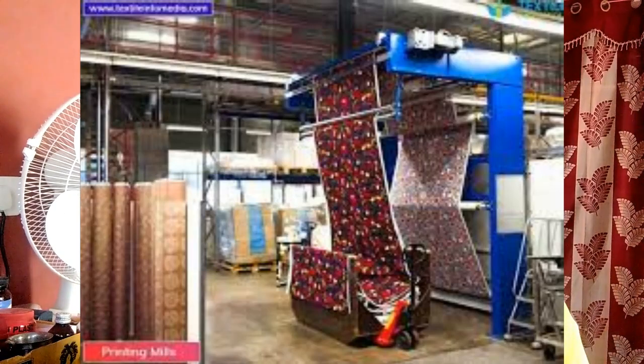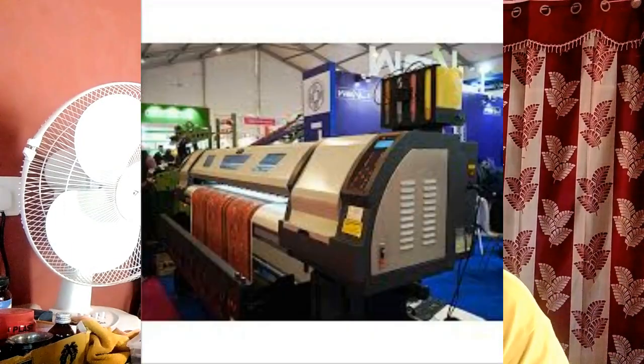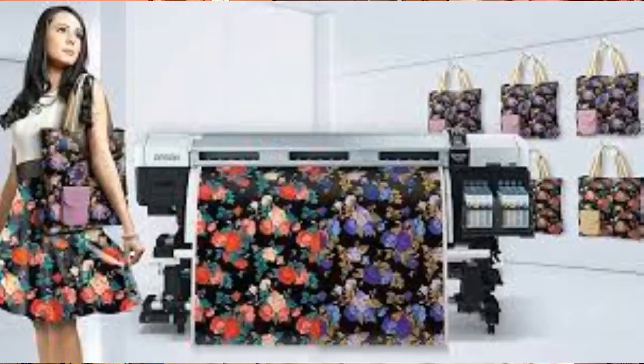And next point is which fabric is best for printing? Viscose is also one of the digital printing materials widely used in the fashion industry, as is the case with printing on cotton. You will get the best results when printing on viscose with reactive ink.